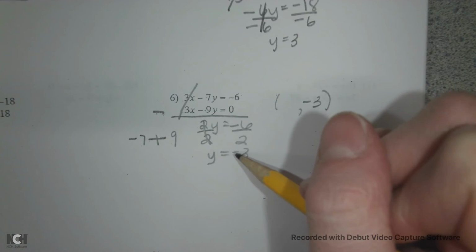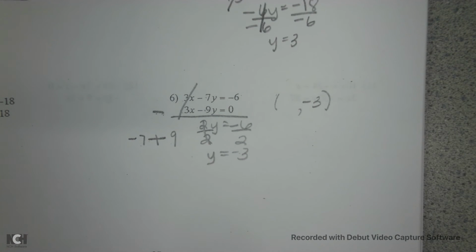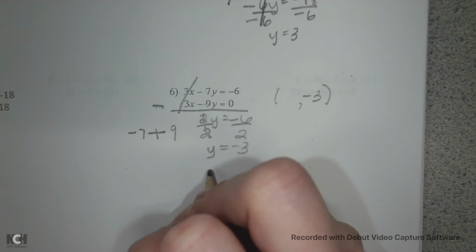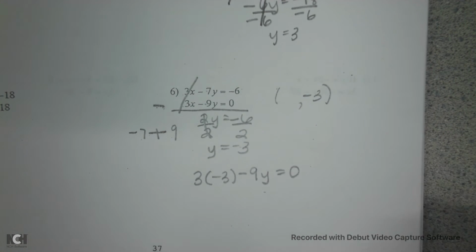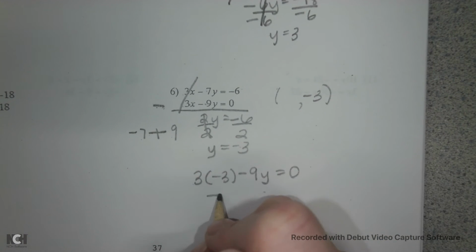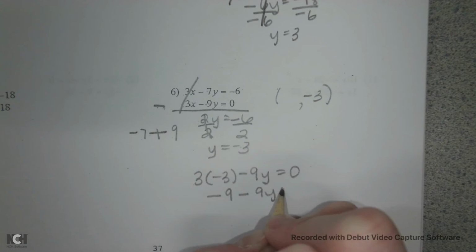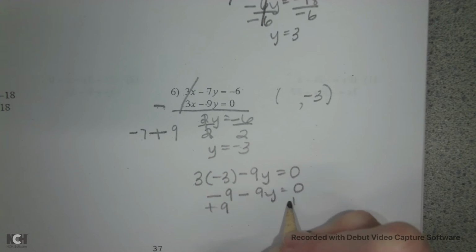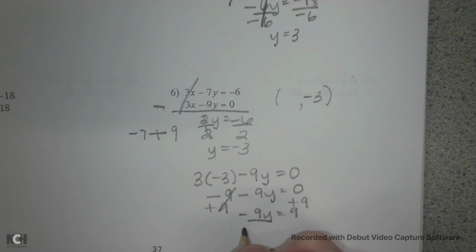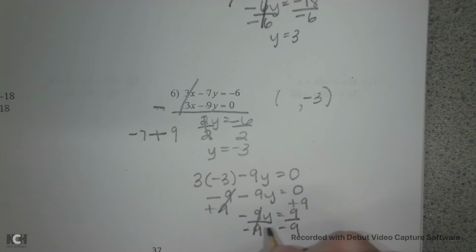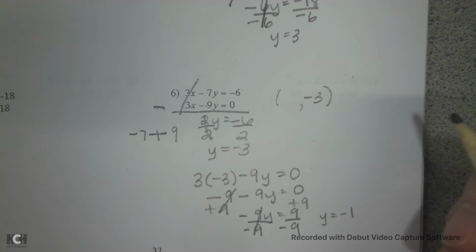And then for my x value, I'm going to plug my y back in. And I'm going to plug it into the bottom because there's a 0, and I like that. So I've got 3 times negative 3 minus 9y equals 0. So 3 times negative 3 is negative 9. So we're going to add 9 to each side. Negative 9y equals 9. Divide each side by negative 9. And y is equal to negative 1.